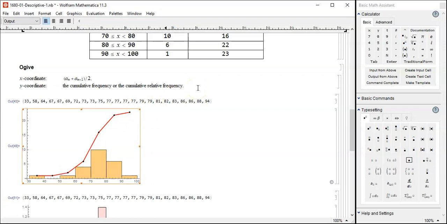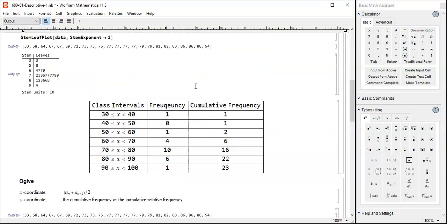In a sense, this is similar to the Pareto diagram, but the Pareto diagram actually changes the order. So it doesn't really work well with an ordinal variable, but the OGIF works for a histogram. It's coupled with the histogram. No change of the order, but as far as the cumulative frequency is concerned, it is related to the Pareto diagram.